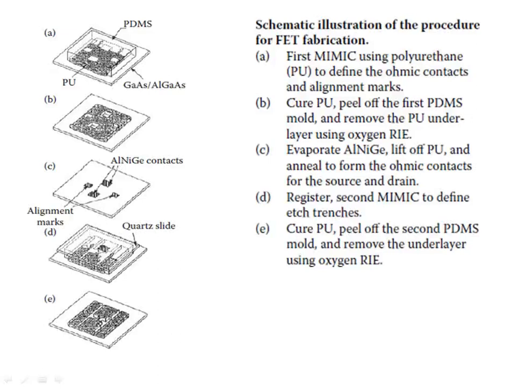A. First micro-mold using polyurethane, PU, to define the ohmic contacts and alignment marks. B. Cure PU, peel off the first PDMS mold, and remove the PU underlayer using oxygen RIE. C. Evaporate Ni/Ge, lift off PU, and anneal to form the ohmic contacts for the source and drain. D. Register, second micro-mold to define etch trenches. E. Cure PU, peel off the second PDMS mold, and remove the underlayer using oxygen RIE.